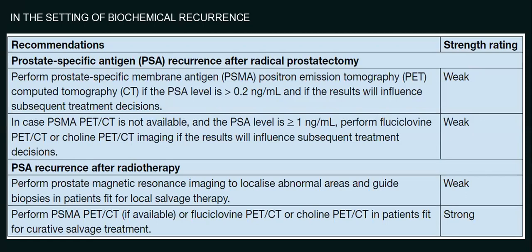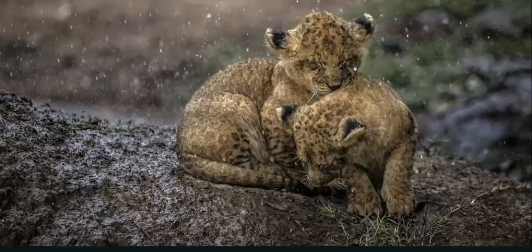In the setting of biochemical recurrence after radical prostatectomy, based on your level of PSA, if it's more than 0.2, you can do a PSMA PET, and if it's more than 1, then there's a better pickup rate with the choline or the fluciclovin PET CTs. In the case of recurrence, again, the standard is PSMA PET. I'm not going to say much about the data and the details around it. That's a talk on its own.